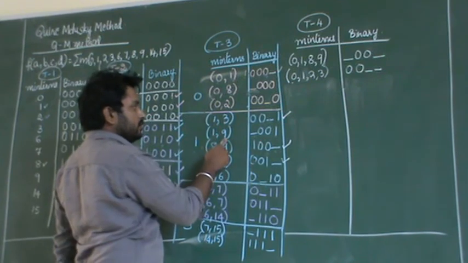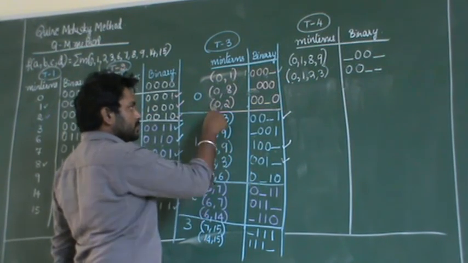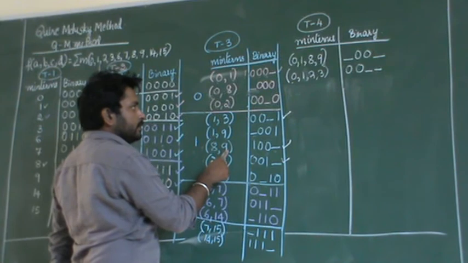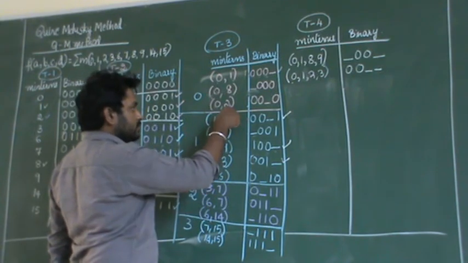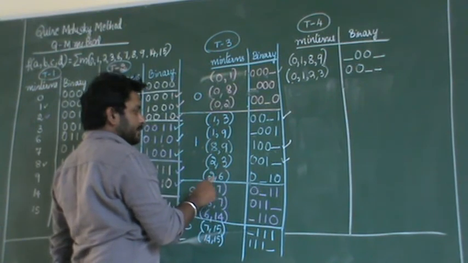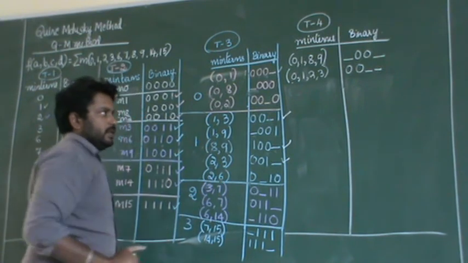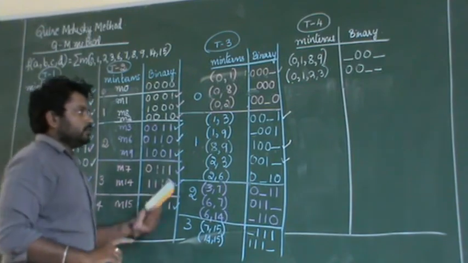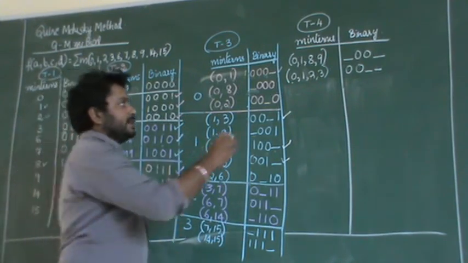0, 2 with 1, 9 is not possible. 0, 2 with 8, 9 is not possible. 0, 2 with 2, 3 is not possible, and with 2, 6 also not possible. Now come to the second group.